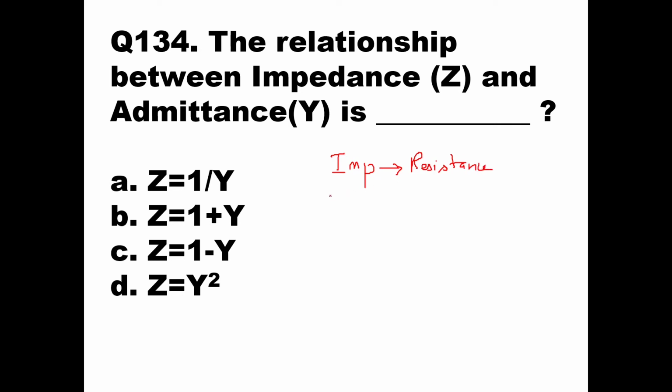Similarly, admittance will be allowing the current, which is like a conductance. Now if you represent impedance as Z, then admittance should be a reciprocal of that. So admittance Y is equal to 1 by Z. Impedance is equal to 1 upon admittance, or admittance is equal to 1 upon impedance. So option A will be the right answer: Z is equal to 1 upon Y.